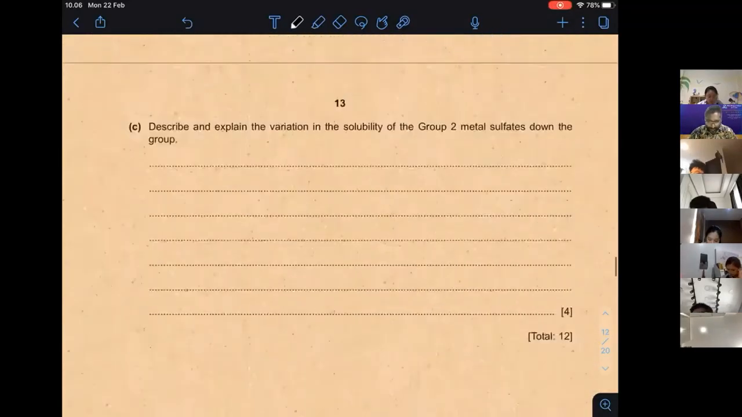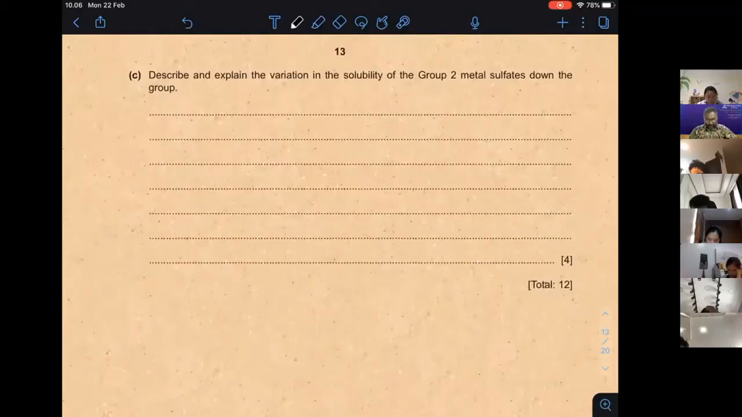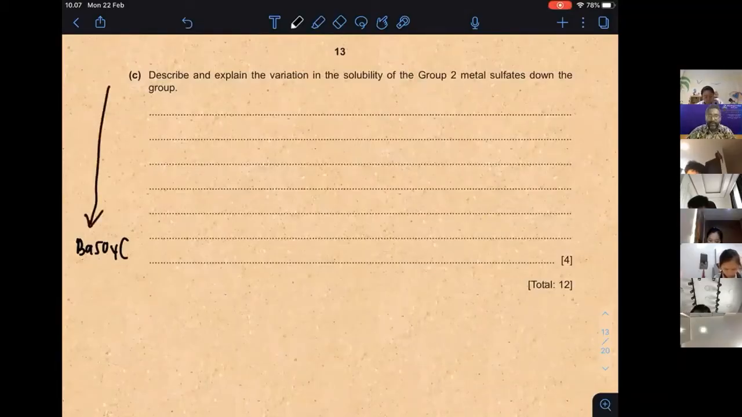The last one, explain the solubility of group 2 metal sulfates. This one is quite easy. Why? Because even if you don't know, group 2 ends with barium. Barium sulfate, every chemistry student should know, is a white solid. So as you go down, for sulfates generally, the solubility decreases. So you just need to explain less soluble. Solubility decreases.